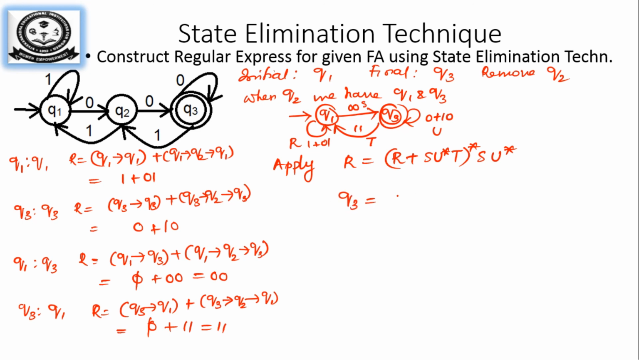So your regular expression for Q3 is, which is going to be R. So this is regular expression, not the equation R here. Okay, so it is 1 plus 0 1 plus S is 0 0, U is 0 plus 1 0 star and T is 1 1. The whole equation is star with S is 0 0 and U is 0 plus 1 0 star. So this is your final expression for the given finite automata.